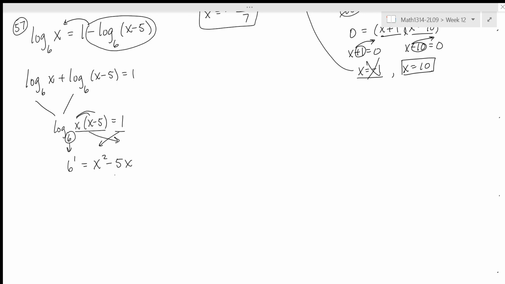Did everybody see the x squared show up? And so now this equation is quadratic, so I need to set it equal to 0. So 6 to the 1 is 6. That's coming over to make minus 6. And with any luck, that's going to factor. Can you read the signs? Plus and minus and then 1 and 5. Did I hear 1 and 5?